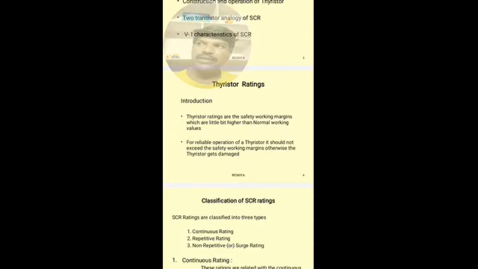Because power devices, thyristors, are used in high voltage and current applications, we should know the safe working voltage and currents of thyristors. These are called ratings of the SCR. SCR is the most widely used device in the thyristor family, so we should know its ratings. For reliable and safe operation of the thyristor, we should not exceed the safety working margins. Voltage and current should not exceed the rated values, otherwise the thyristor gets damaged.